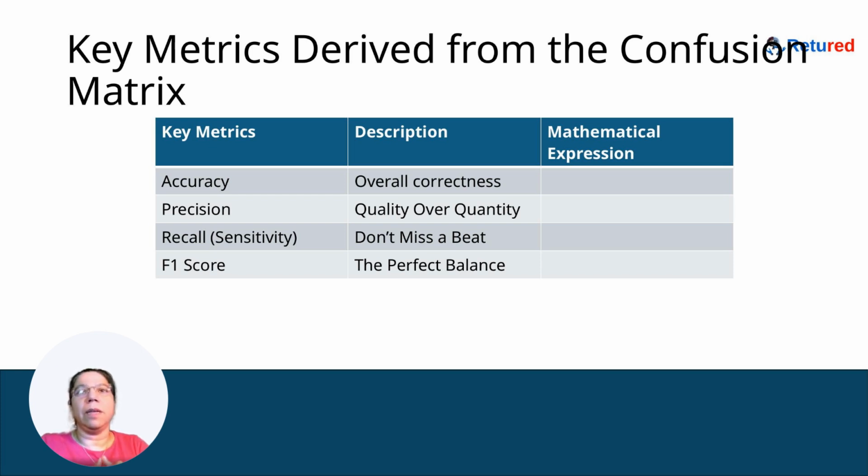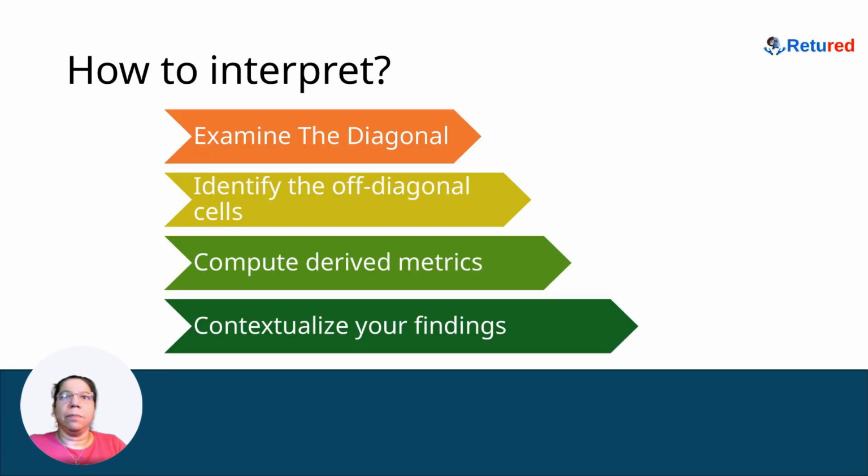F1 score: the perfect balance. The F1 score is the harmonic mean of precision and recall, providing a balance between the two metrics. Think of the F1 score as the balance between precision and recall. F1 is the fusion of precision and recall. If one is lacking, the F1 score will drop. Each of these metrics offers a different perspective on your model's performance, and together they provide a comprehensive picture.